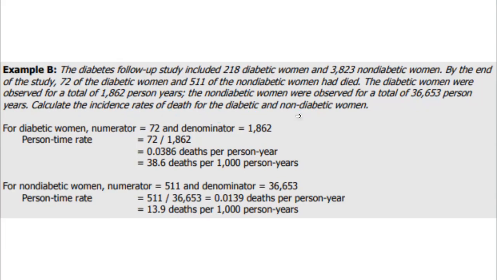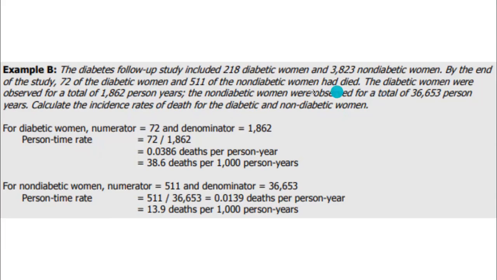So do not confuse yourself here, because person years is actually an epidemiologic term. In simpler terms, this refers to the person per year, the person on that year who got that infection. Person years, person per year. So we need to calculate the incidence rate of death for both diabetic and non-diabetic women. For diabetic women, we had again 72 diabetic women who died.